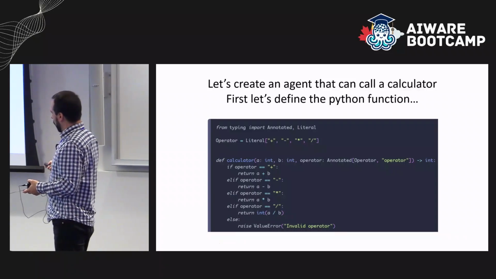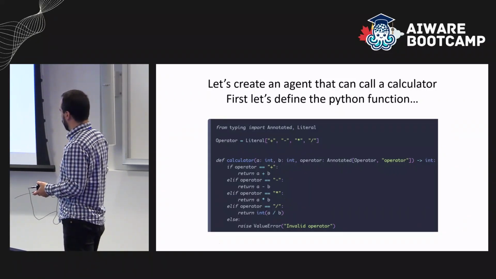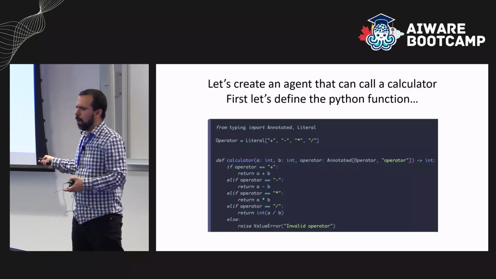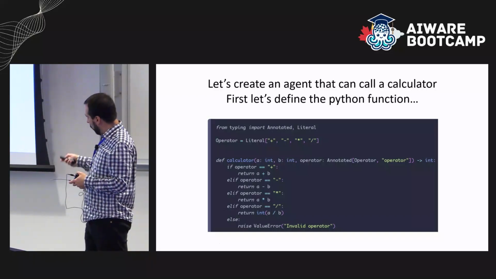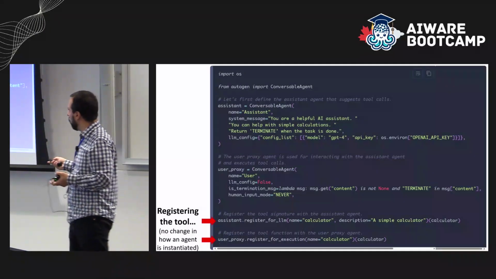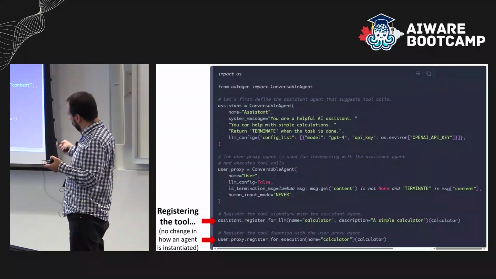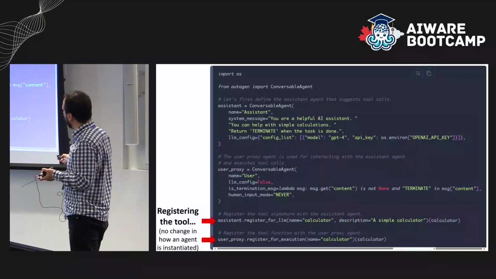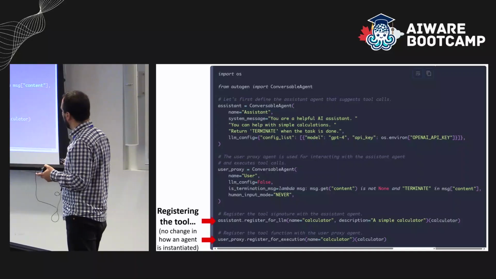So here you use type hints, right? You say A is an integer, this is an operator, annotated, blah, blah, blah, and then your return type. You can even use Pydantic for this if you want to have more control over the schema. But basically, once you define this function, you're sort of good to go, right? So we have the conversable agent here. You are a helpful AI assistant. You can help with simple calculations, return terminate when the task is done.